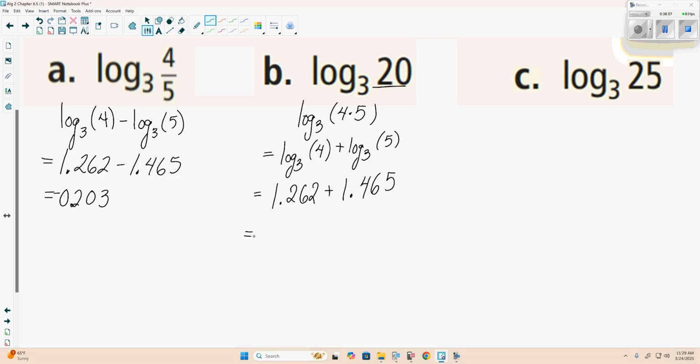And again, it did tell us log base 3 of 4 was 1.262, and log base 3 of 5 was 1.465. And now all we have to do is add these together. That gives 2.727.